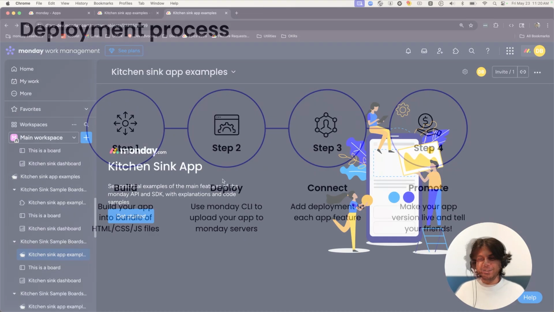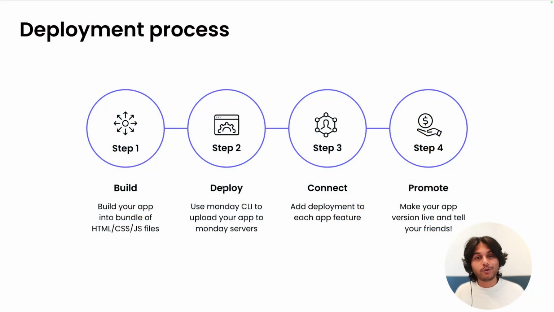So there you have it. Just as a recap, this is what we did. We built our app, we deployed it using the Monday CLI, we connected each app deployment to the features, and then we promoted the app to live.